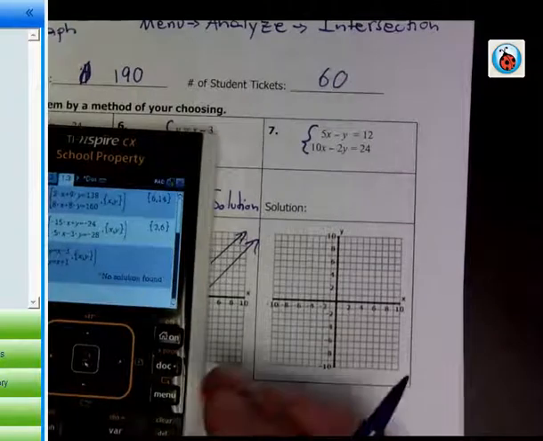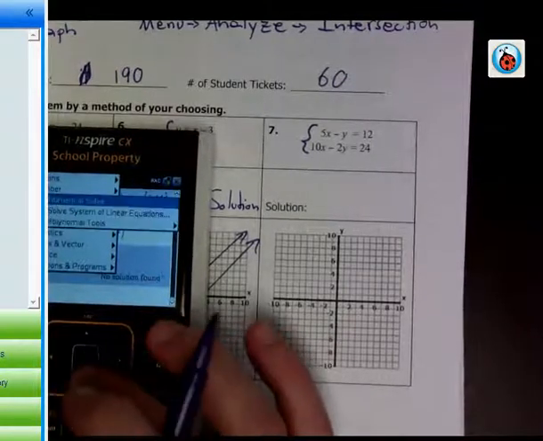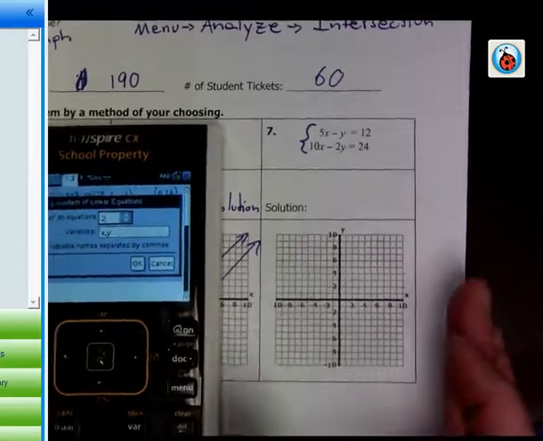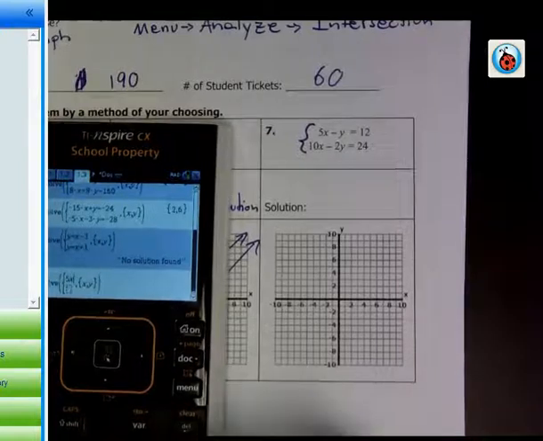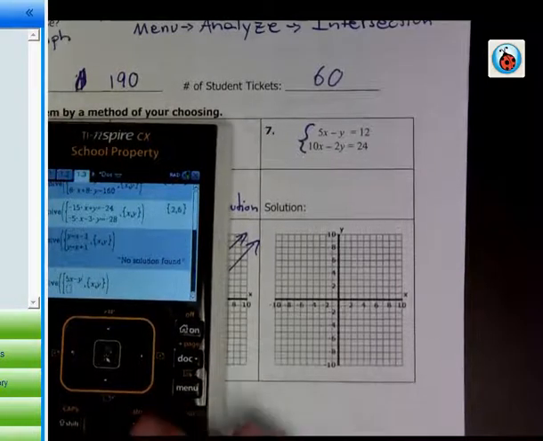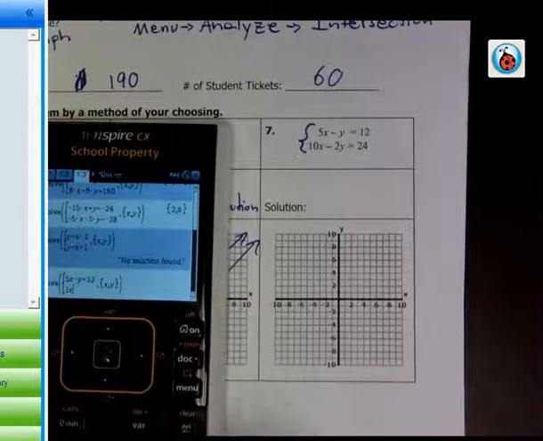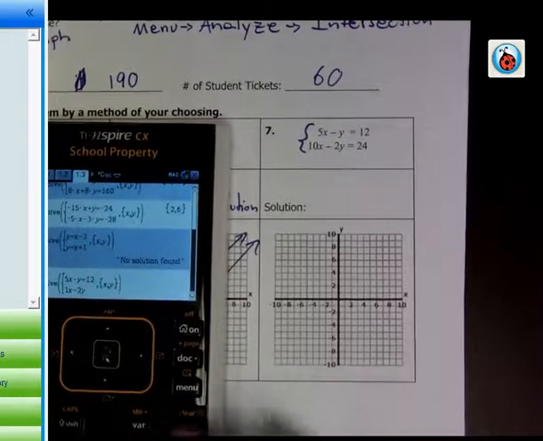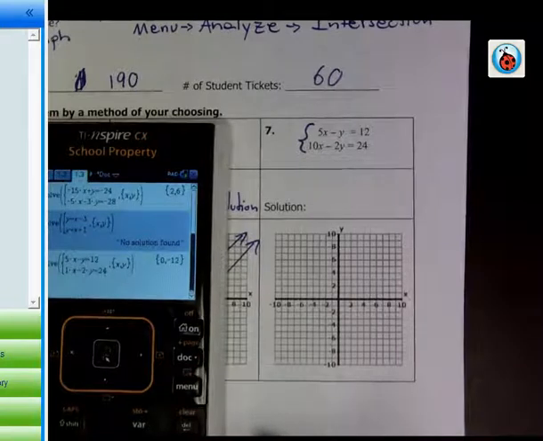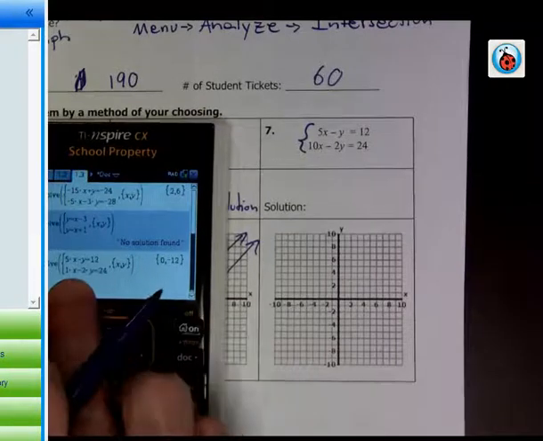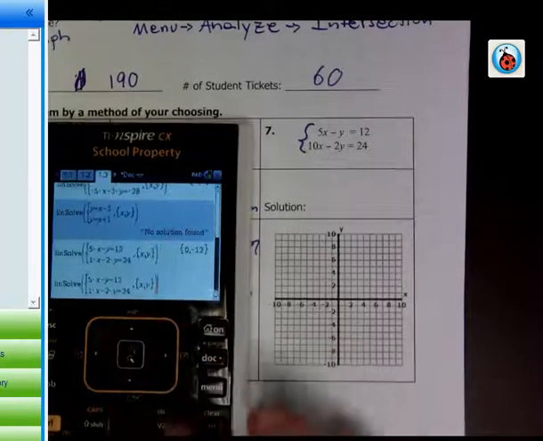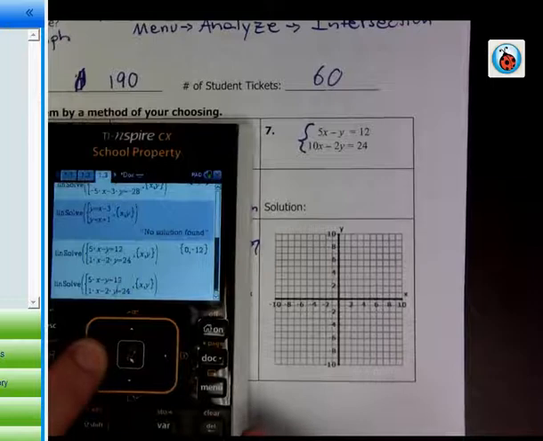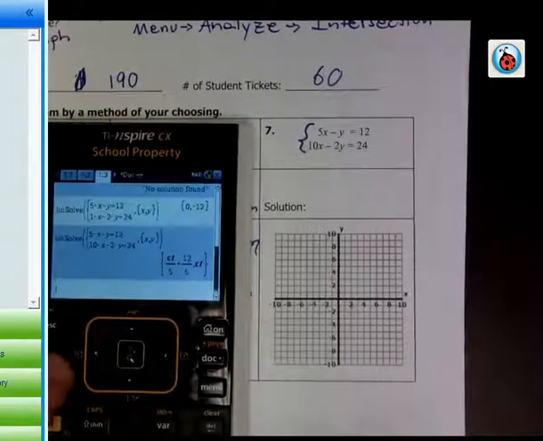Okay. And last one. Okay. 5x minus y equals 12. 10x minus 2y equals 24. I don't know what happened there. Oh, I mistyped. I put 1x instead of 10x. So let me go back. It's always important to check your work. After you type something in, go back and make sure you did everything correct so that your answer is correct.